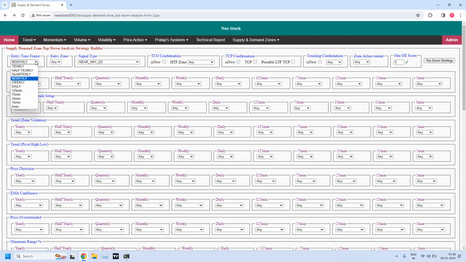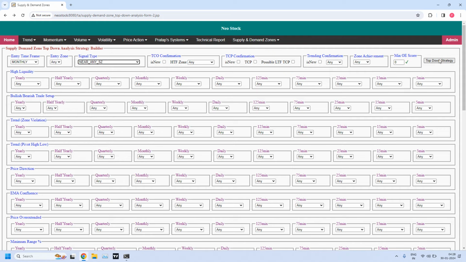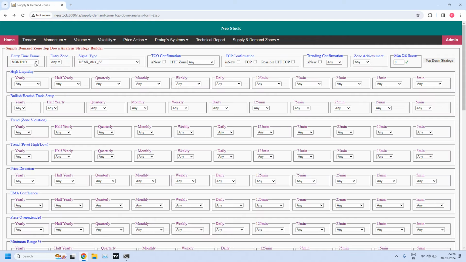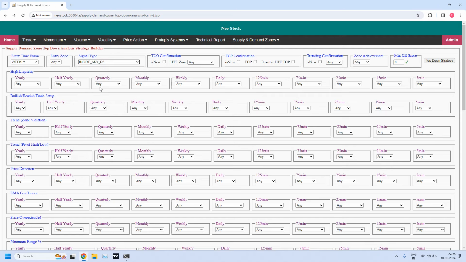Okay, monthly time frame. Let us find the stocks which are near monthly supply zone. So no stocks are filtered. So let me go back. Let us change the time frame to weekly. And let us find the stocks near weekly demand zone.